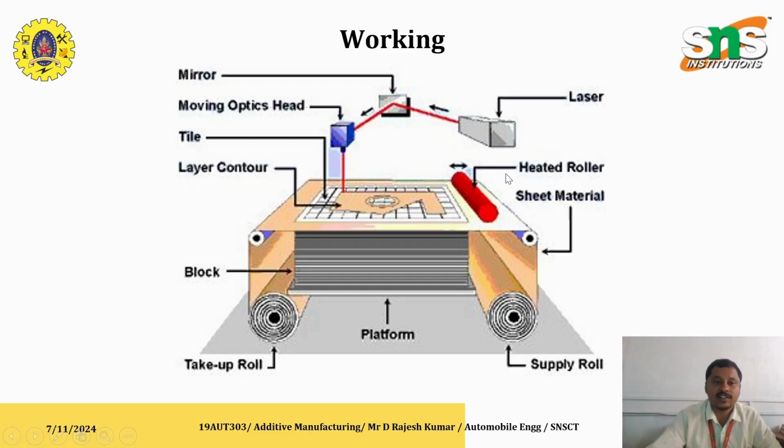The heated roller is one of the major components here. This is how the laminated object manufacturing equipment looks, and you can see the material stacked layer by layer. The material used here is adhesive coated paper. Once the adhesive coated paper is fed through the supply roll, the laser source scans the material, and the removed material is stacked at the bottom of the table.